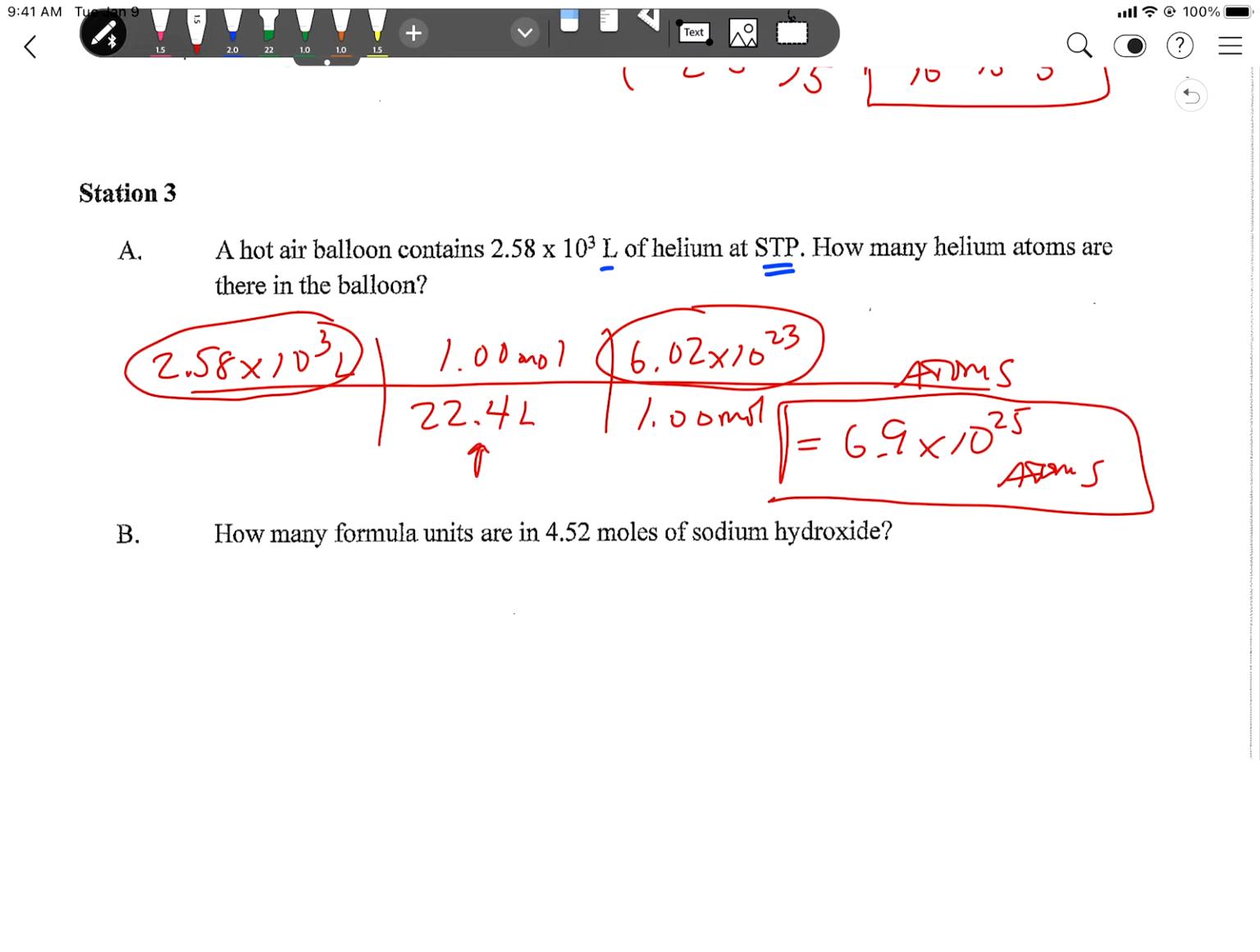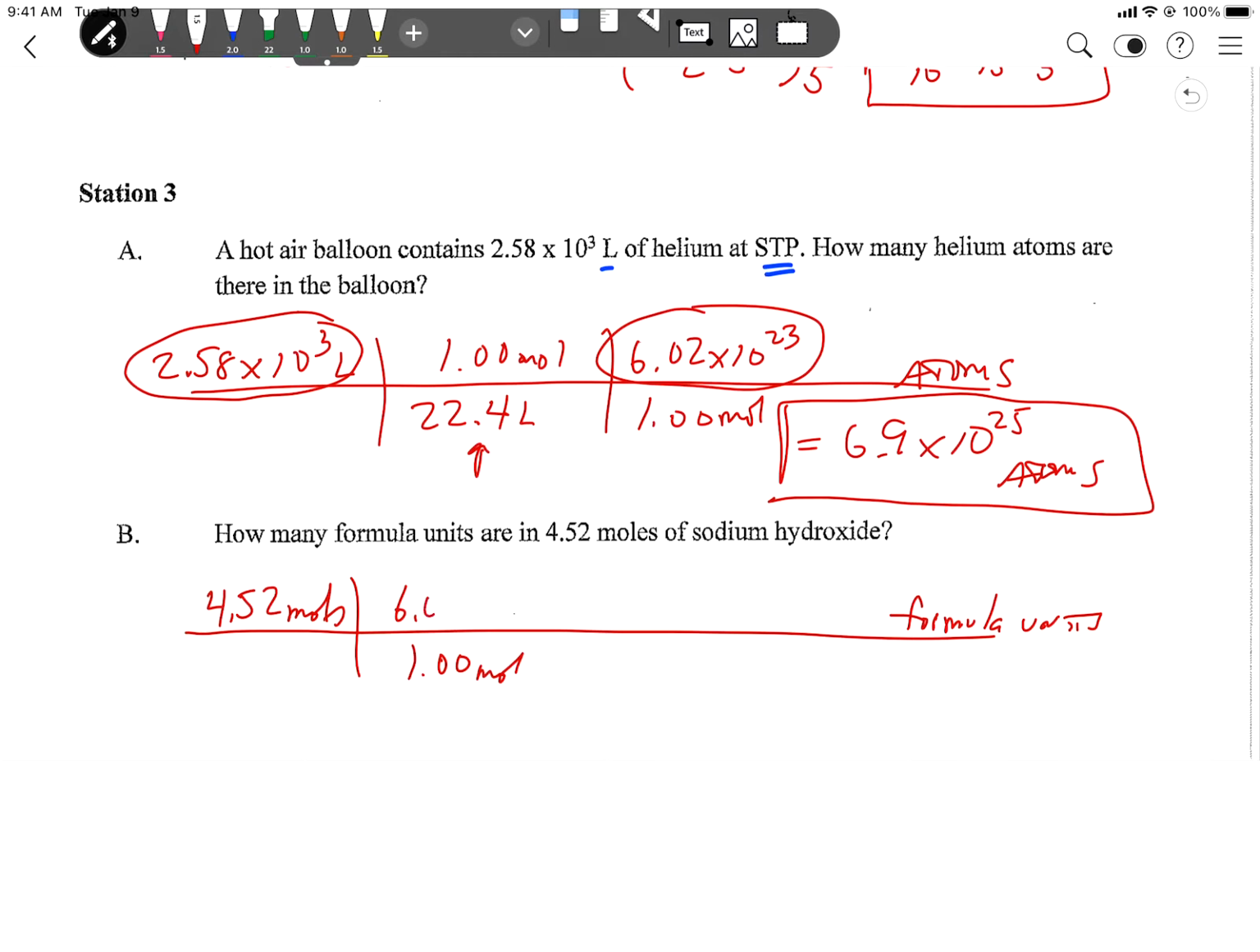It's good practice. How many formula units in 4.52 moles of sodium hydroxide? So we're looking for formula units, and we have 4.52 moles. Our flow chart says to put 1 mole on the bottom and 6.02 times 10 to the 23rd on top. That's formula units. And perform that math: 4.52 times 6.02 EE23 gives us 2.72 times 10 to the 24th formula units. All right? And box our answer.